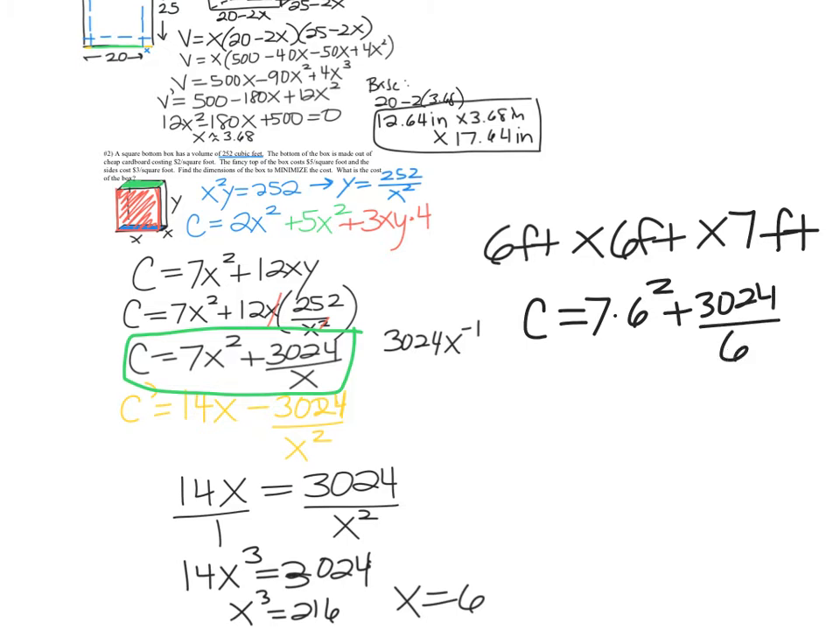How much is this going to be? 3,024 divided by 6, I got $756. All right, 756. There you go. 756 bucks to make this box.